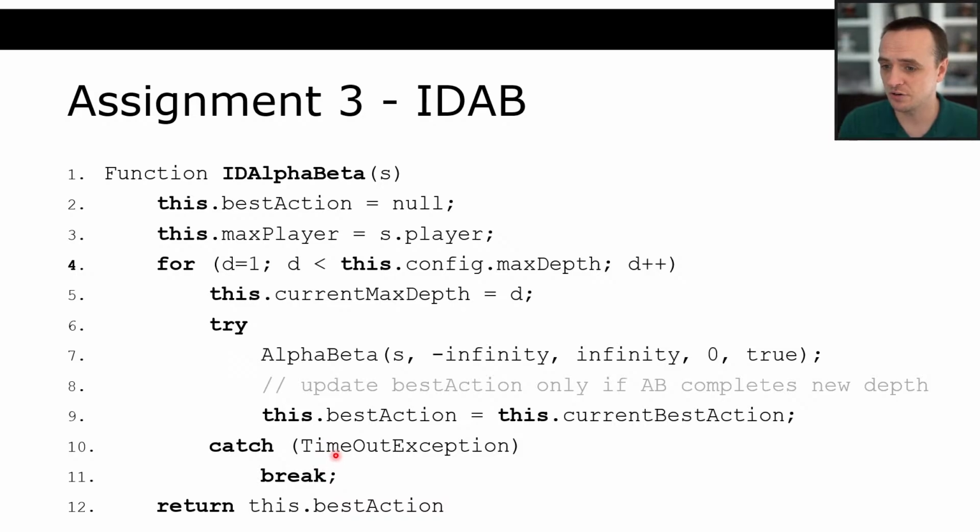If we timed out, then as you know, hopefully, if you catch an exception, the try block gets exited. I stop executing this try block, go straight to the catch, and skip setting the next best action. So that's how we only trust the actions from completed AlphaBeta depths. We catch that, we break out of this loop, and we're done, and we just return the best action. So that is iterative deepening AlphaBeta.